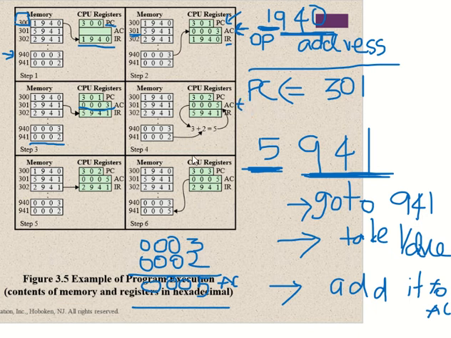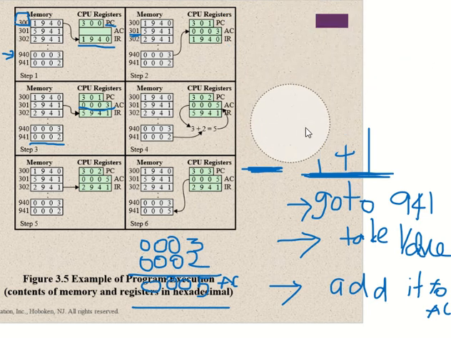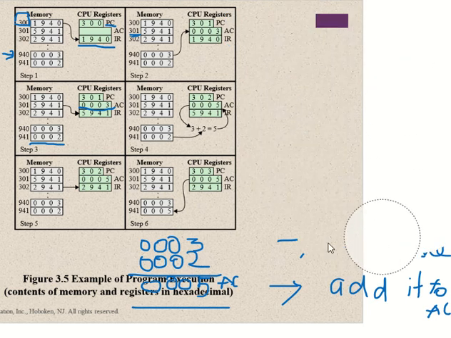Step 4. When you see step 4, the execution is over. I add to AC, and now AC contains the final answer. You got the idea now? So this is the idea of steps 2, 3 and 4.